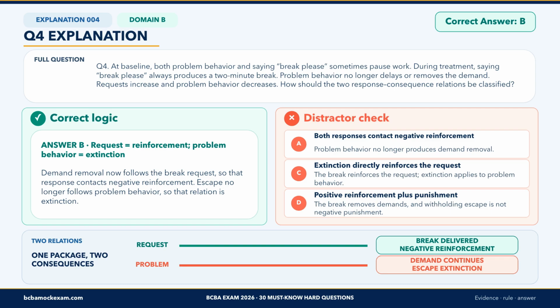A. Demand context alone does not make both relations reinforcement. Problem behavior no longer produces the prior escape consequence. C. Extinction does not directly reinforce the request, and demand removal follows the request rather than problem behavior. D. A break removes demands rather than adding a stimulus, and withholding escape is extinction rather than negative punishment. Classify each response-consequence relation separately when one treatment package contains reinforcement and extinction.